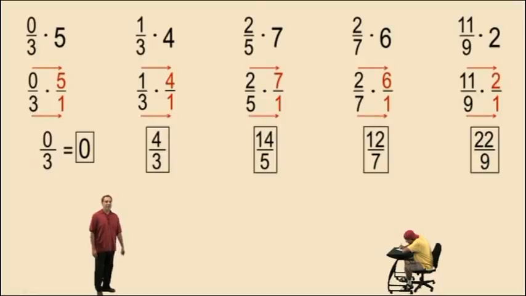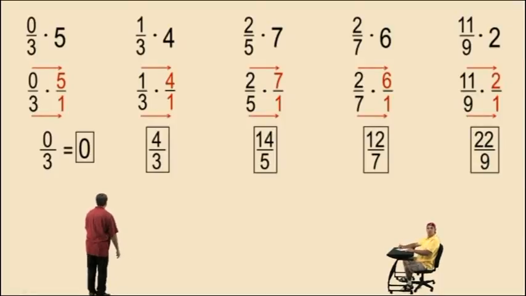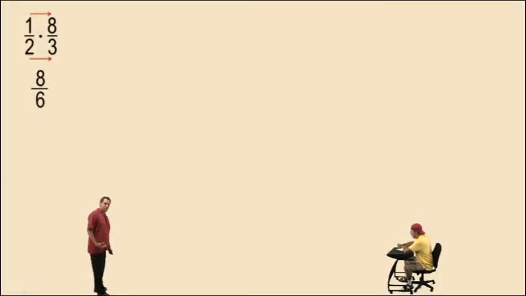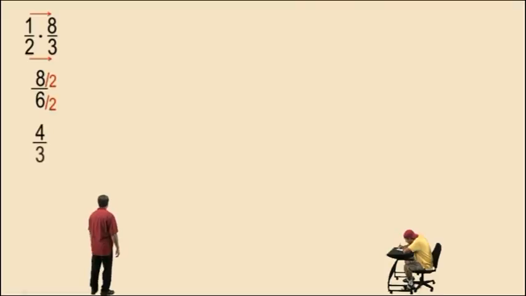Now that we're warmed up, let's continue on. Here we have 1/2 times 8/3. Now watch, Charlie. If we multiply straight across the top, straight across the bottom, we get 8/6, right? Now we have to reduce. Darn it. Both 8 and 6 are even numbers, so 2 is a common factor, so we'll divide top and bottom by 2, and that gives us 4/3.